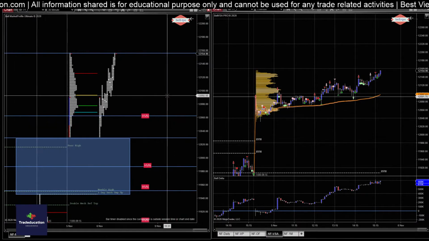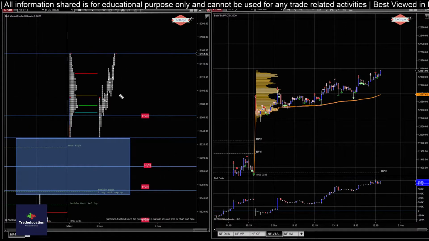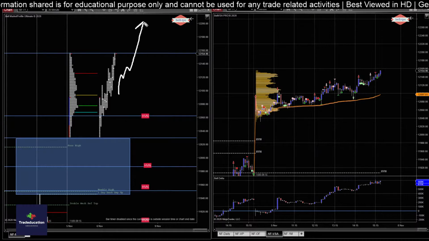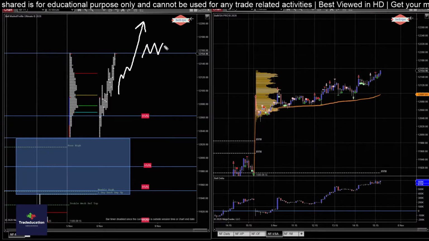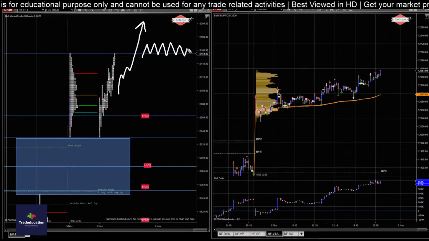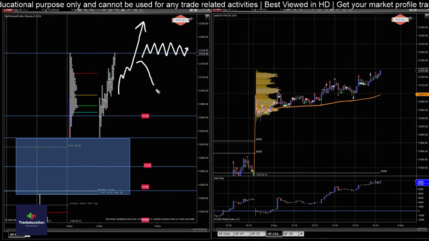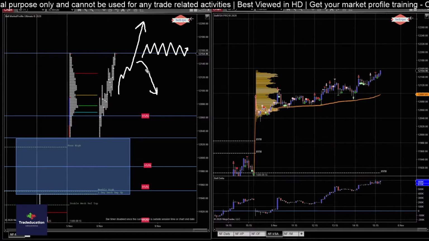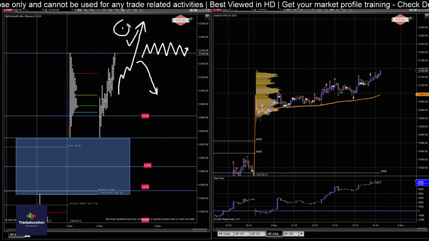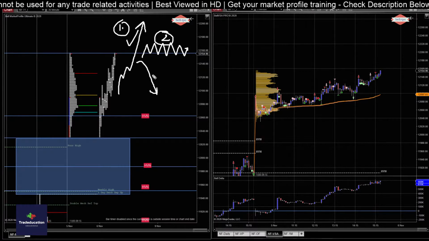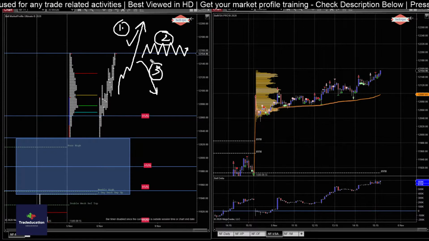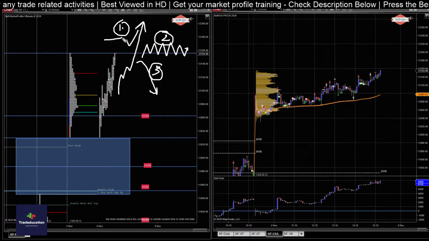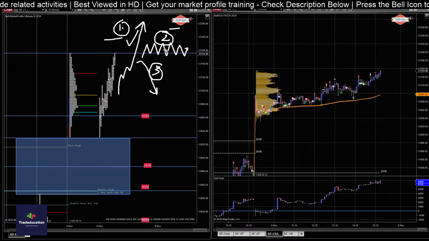Okay, so these are some of the references which I'm carrying forward today. And today what I'm expecting is whether we are seeing continuation to the higher side, or whether we are seeing balancing around the highs, or whether we are seeing rejection. Okay. So this is the first auction development path, this is the second auction development path, and this is the third auction development path. Odds are high that the first and the second path can develop.